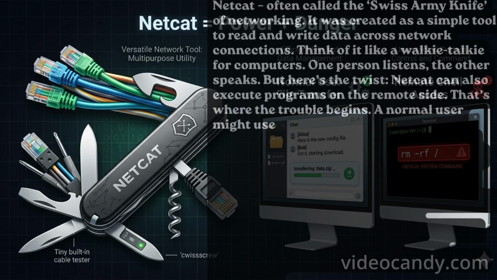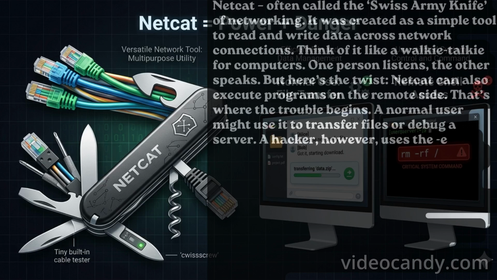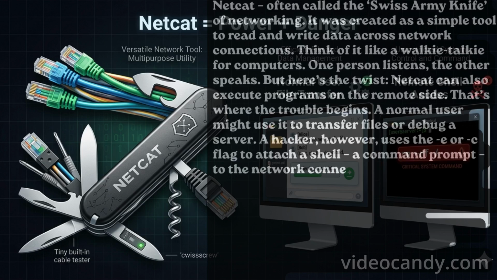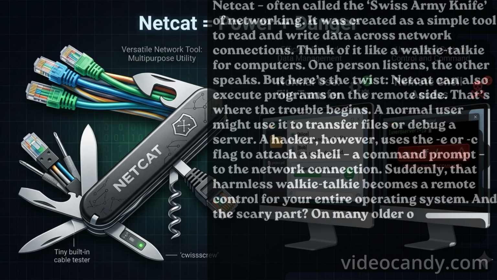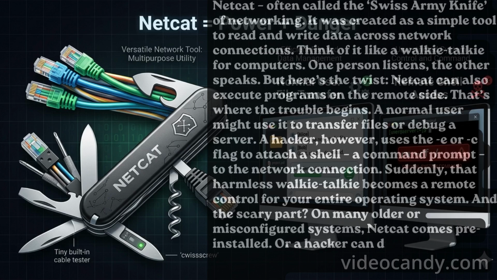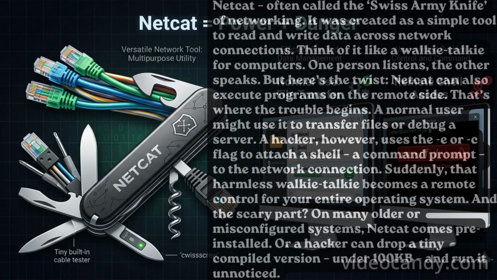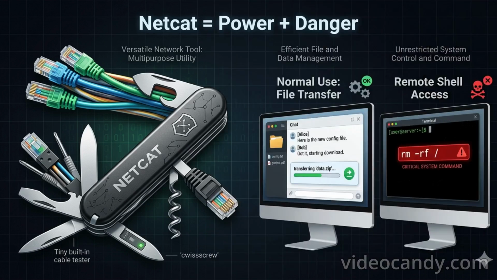A normal user might use it for file transfer or to debug a server. A hacker, however, uses the "-e" or "-c" flag to attach a shell, a command prompt, to the network connection. Suddenly, the harmless walkie-talkie becomes a remote control of your entire operating system. And the scary part: on many older or misconfigured systems, Netcat comes pre-installed, or a hacker can drop a teeny compiled version under 100 KB and run it unnoticed.